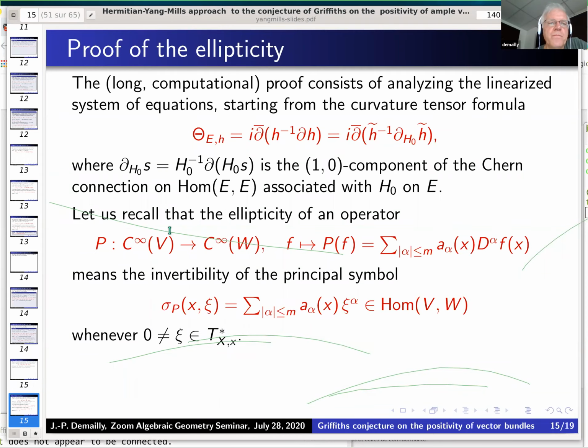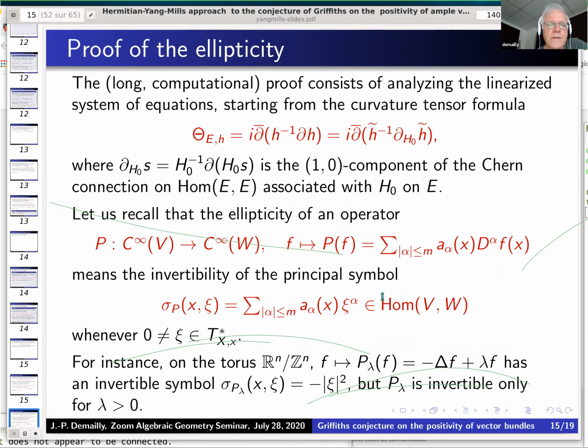Okay, and then let me recall that if you have an elliptic operator P from a vector bundle V into a vector bundle W, and you have an operator P of F given by a sum of coefficients A alpha of X times D alpha F of X, then the principal symbol, the sum here, it's a mistake, it should be the sum just over absolute value of alpha equal M. So you take only the top terms of A alpha of X ξ to the alpha, then you get a homomorphism of V to W, and you want this homomorphism to be invertible for all values of ξ non-zero. So this is the definition of an elliptic differential operator.